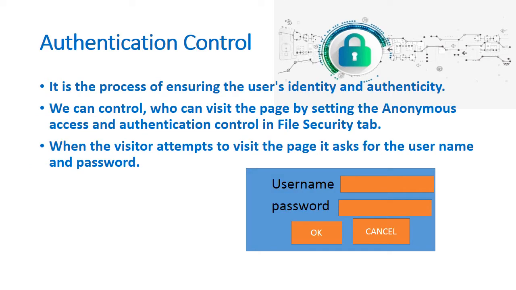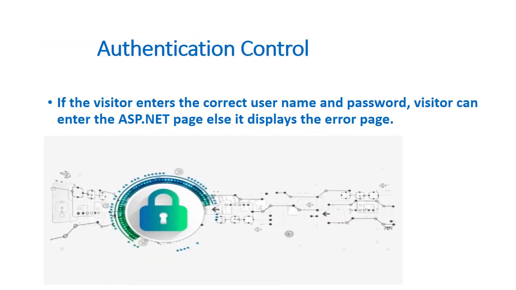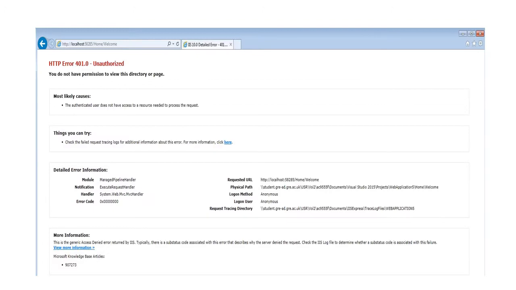Authentication control. It is the process of ensuring the user's identity and authenticity. We can control who can visit the page by setting the anonymous access and authentication control in the File Security tab. When the visitor attempts to visit the page, it asks for the username and password. If the user enters the correct username and password, the visitor can enter the ASP.NET page, else it displays the error page.